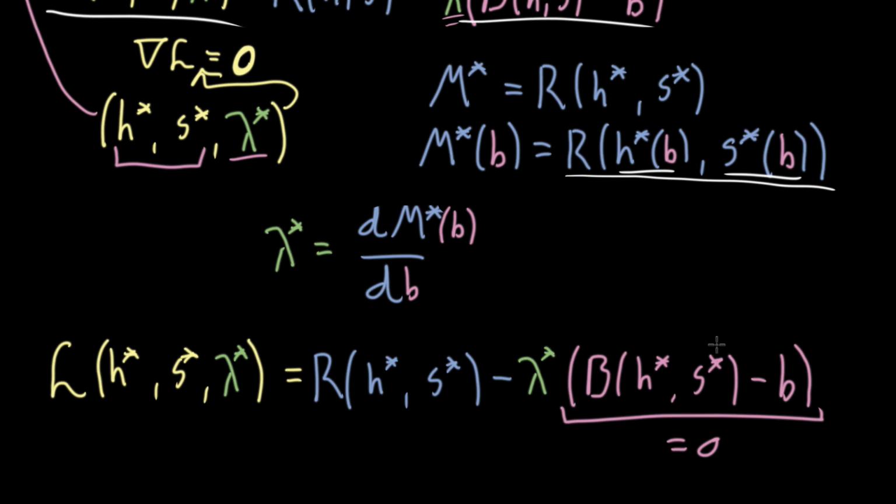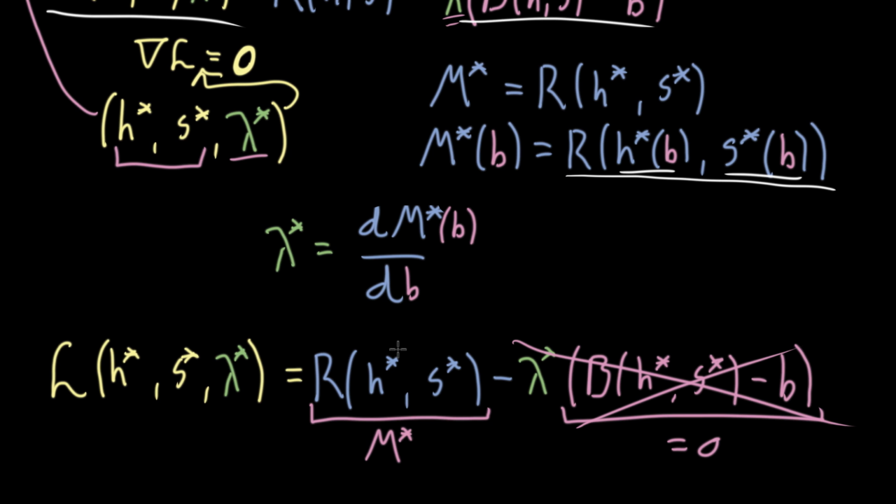So by virtue of how H star and S star are defined, the fact that they are solutions to the constrained optimization problem means this whole portion goes to 0. So we can just kind of cancel all that out. And what's left here is the maximum possible revenue, right? So evidently, when you evaluate the Lagrangian at this critical point, at H star, S star, and lambda star, it equals M star. It equals the maximum possible value for the function you're trying to maximize.